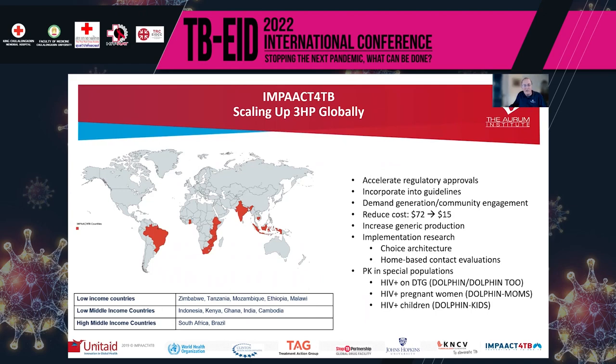And over the course of the last 4 years, the Impact for TB team has been able to negotiate a price reduction of rifapentine from $72 to $15, increase generic production, and conduct a number of important operational implementation studies looking at choice architecture and home-based contact evaluations. And then the Dolphin study that I told you about, which is being followed by a suite of Dolphin studies looking at dolutegravir and rifapentine in pregnant women, Dolphin mums, and in children. And importantly, there is now an FDC, a fixed dose combination of 3-HP that has 300 milligrams of INH and 300 milligrams of rifapentine, making co-administration simpler for both 3-HP and 1-HP.